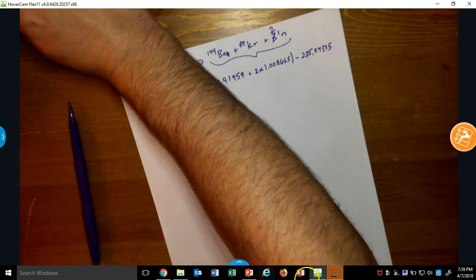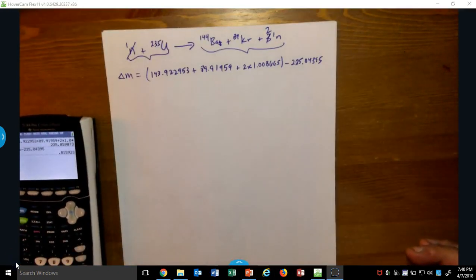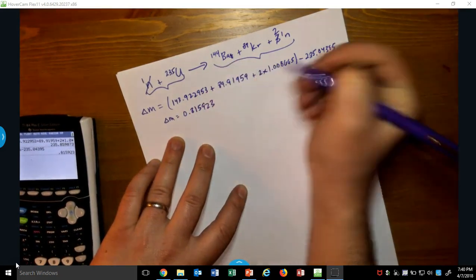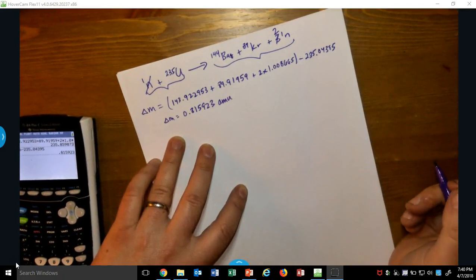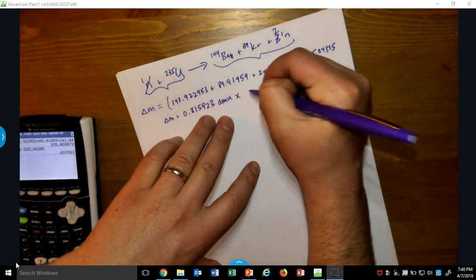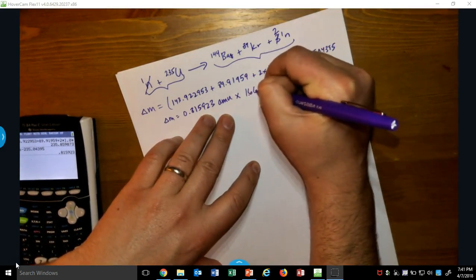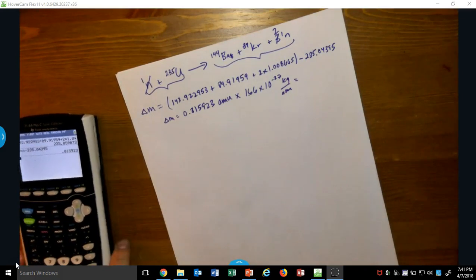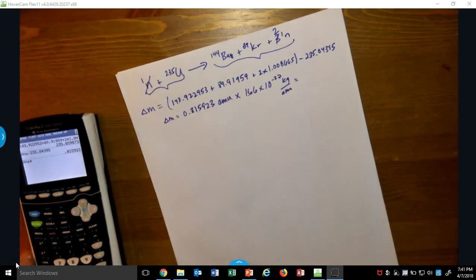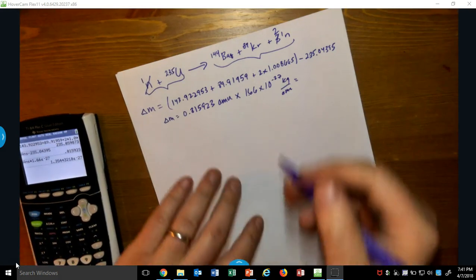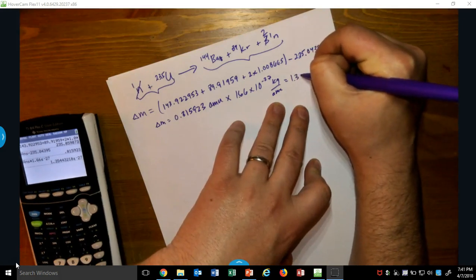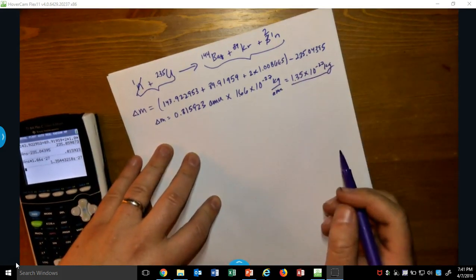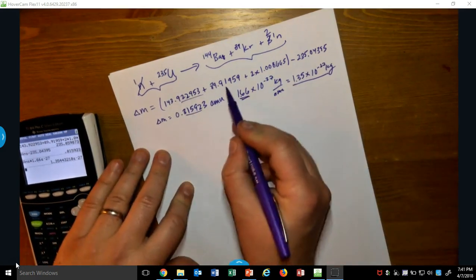Alright, so let me pause this for a second to get my calculator. Alright, so when I performed that calculation, I got that the change in mass, the mass defect, is 0.815923 AMUs. So now I'm going to need to convert over to kilograms for my mass defect. So I'm going to use that conversion factor. So I'll multiply this value by 1.66 times 10 to the negative 27th kilograms per AMU. And when I put that in my calculator, I get that my mass defect is 1.35 times 10 to the negative 27 kilograms. So one good piece of news here is that we can go down to 3 significant figures because we use that conversion, so we don't have to write all these huge numbers out anymore.